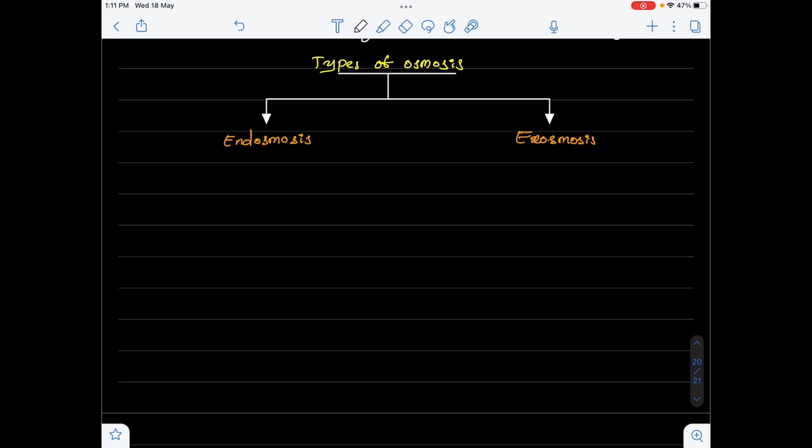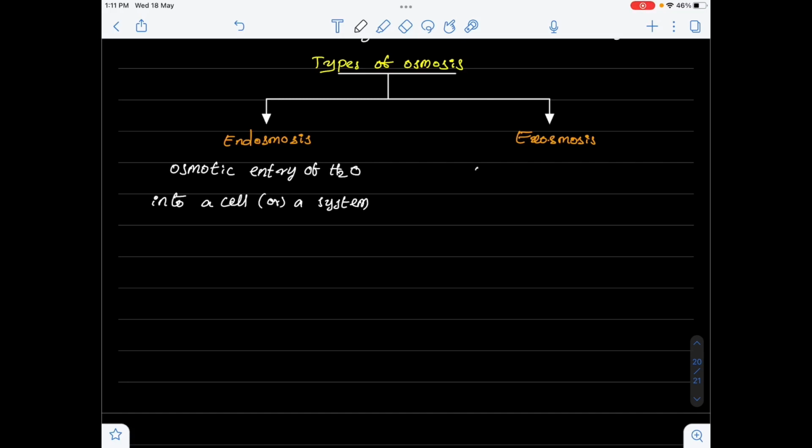Endosmosis is the osmotic entry of water into a cell or a system. It is called endosmosis. Here endo means entry of water inside the cell, and here exosmosis, exo means exit or withdrawal.